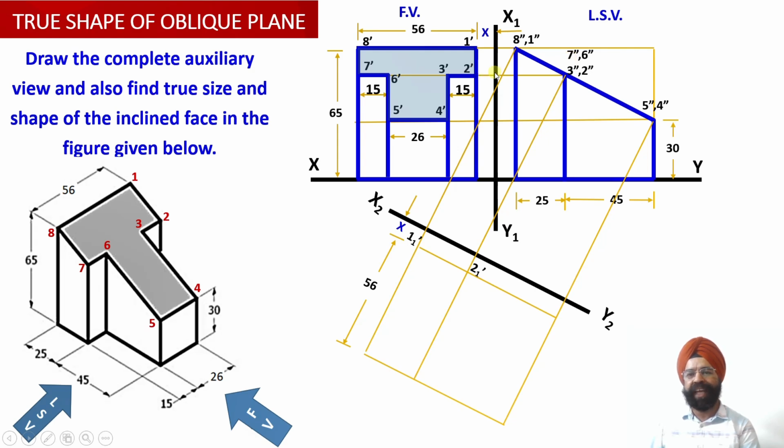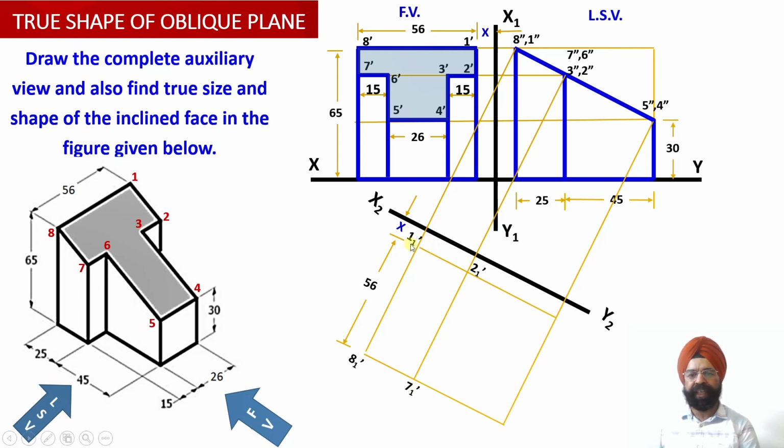Now point 7 dash is also located at a distance of 56 plus x distance from this x1 y1 profile plane. Now here I have got the projection line corresponding to 7 double dash. So if I move along this projection line, this is distance x plus 56. So this will give me the location of the point 7 1 dash over here.